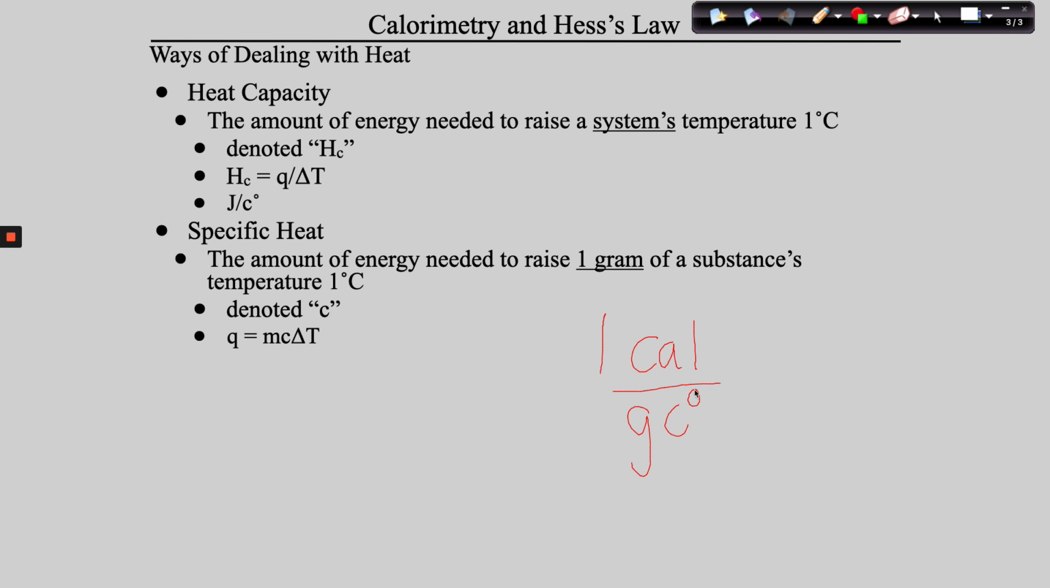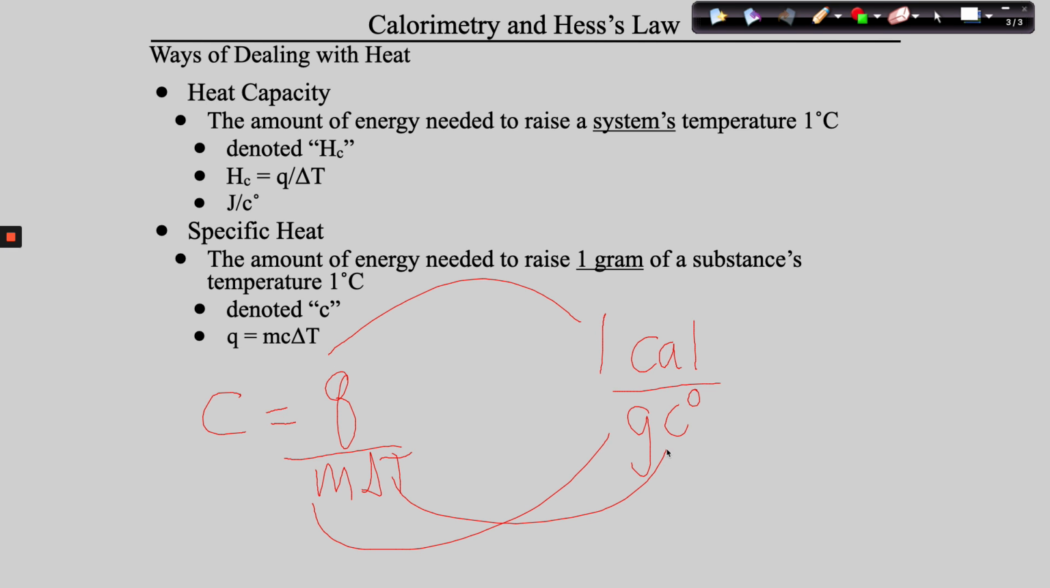If that doesn't make sense, take this equation and solve it for C. So C is Q divided by M delta T. Q is energy, M is mass, delta T is temperature change. So our units are calories per gram per Celsius degree if it's water. But we don't talk about calories. What do we use? Joules. So the specific heat of water is 4.184 joules per gram per Celsius degree. That's the one you need to know.